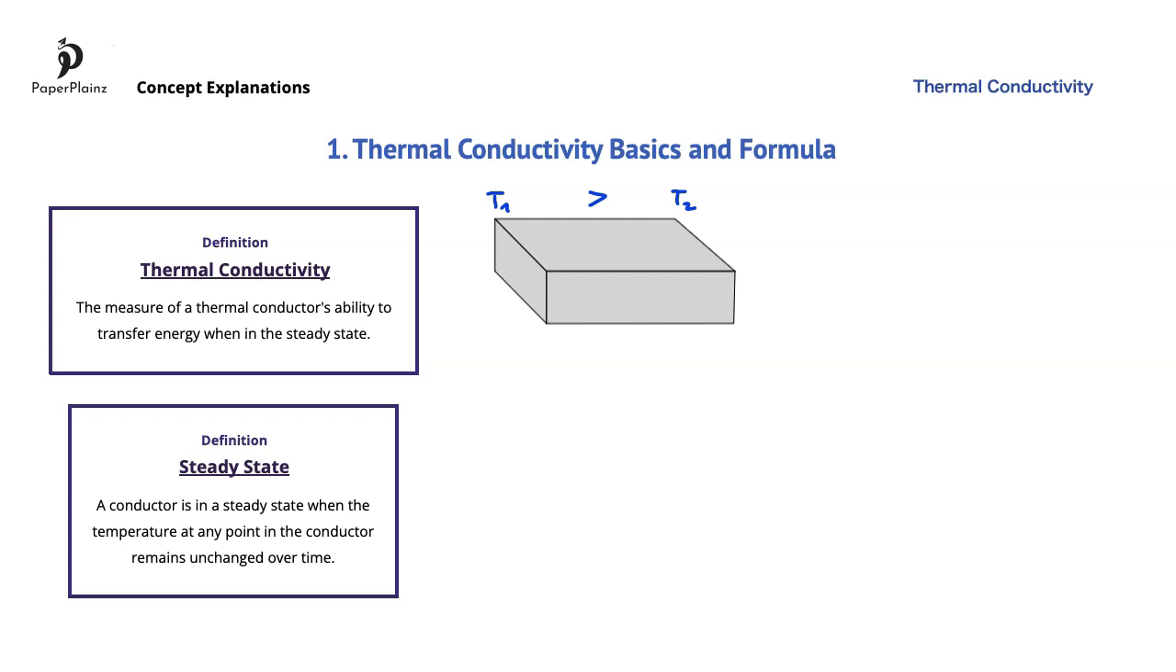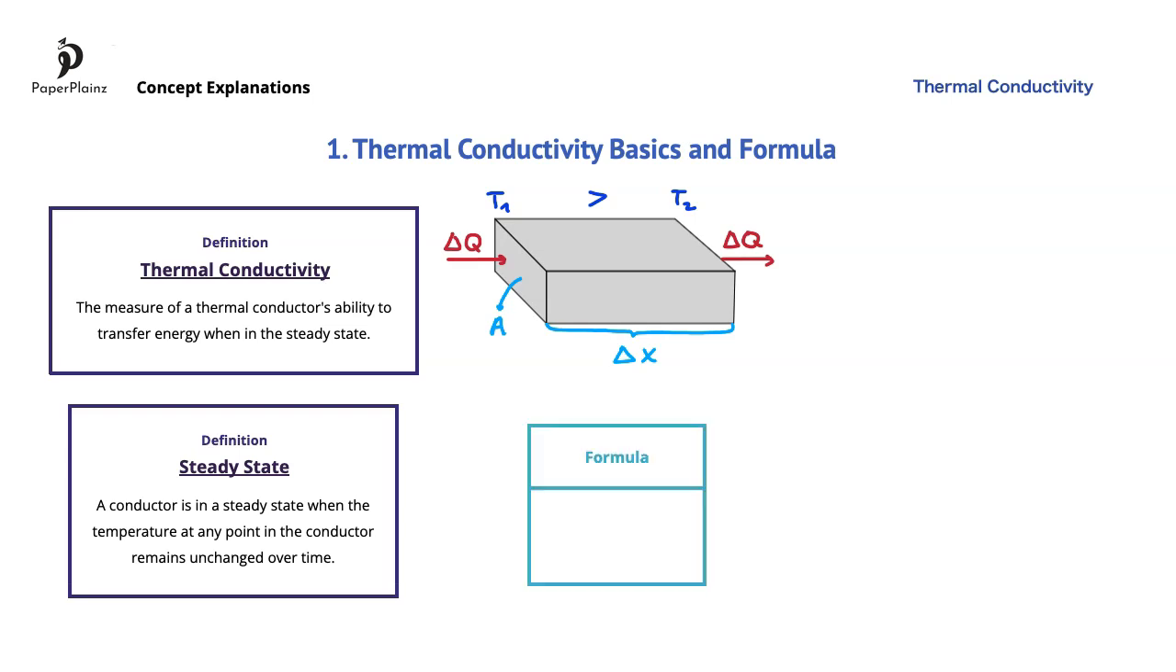Let's say that in this time, a delta Q amount of energy is transferred through the conductor. Note here that since the conductor is in the steady state, in other words, there is no temperature change within the conductor, the same amount of energy enters and leaves the conductor. Finally, we'll denote the cross-sectional area of the conductor as A and its length as delta X. Having clarified these details, now we are ready to develop the formula that is provided in your data booklet and that includes thermal conductivity.